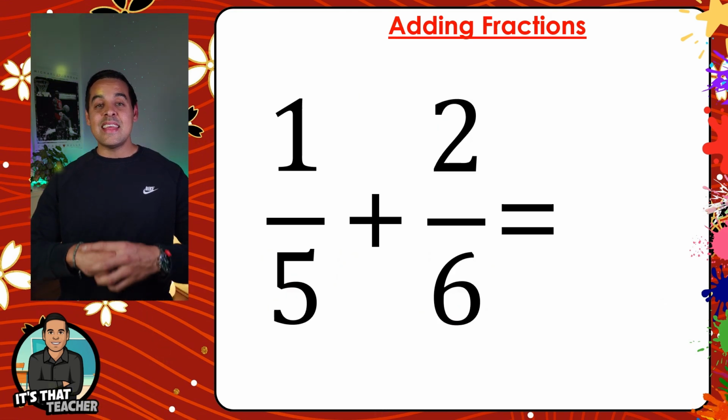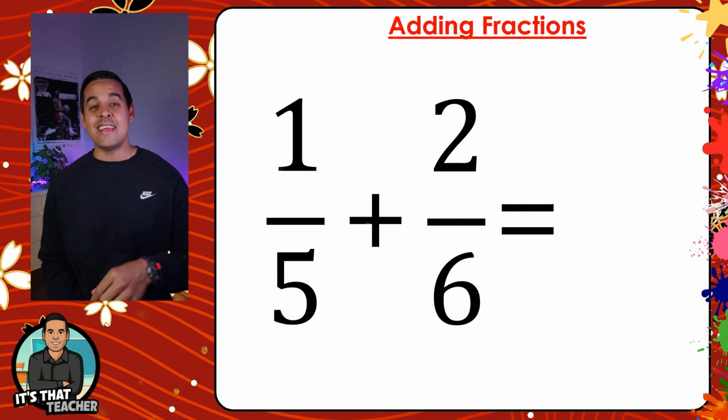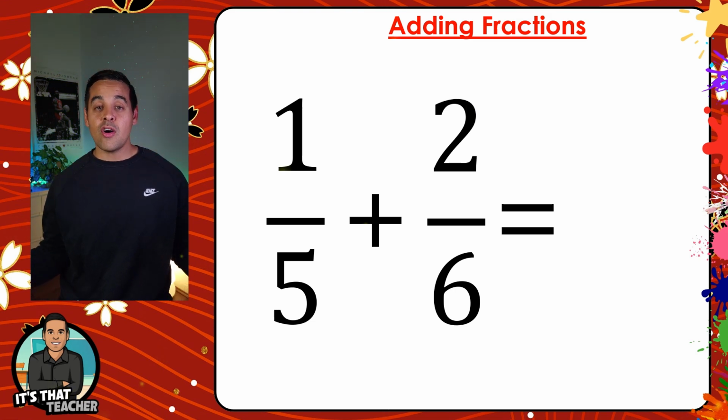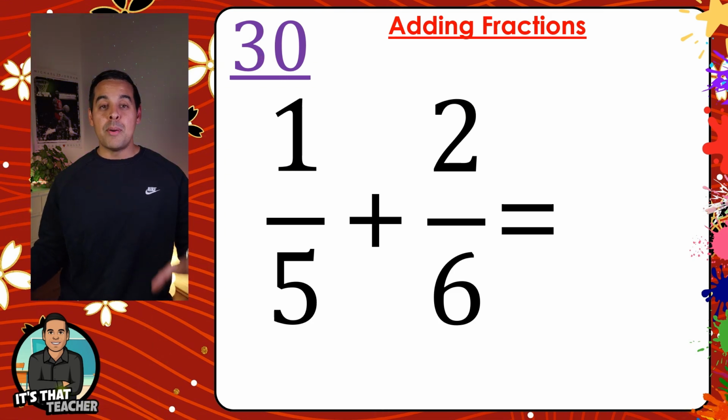Now, our last example, we are going to simplify. So we have 1/5 plus 2 over 6. The lowest common multiple. The first time that the 5 times tables and the 6 times tables meet is the number 30. So we need to make both of our denominators 30.